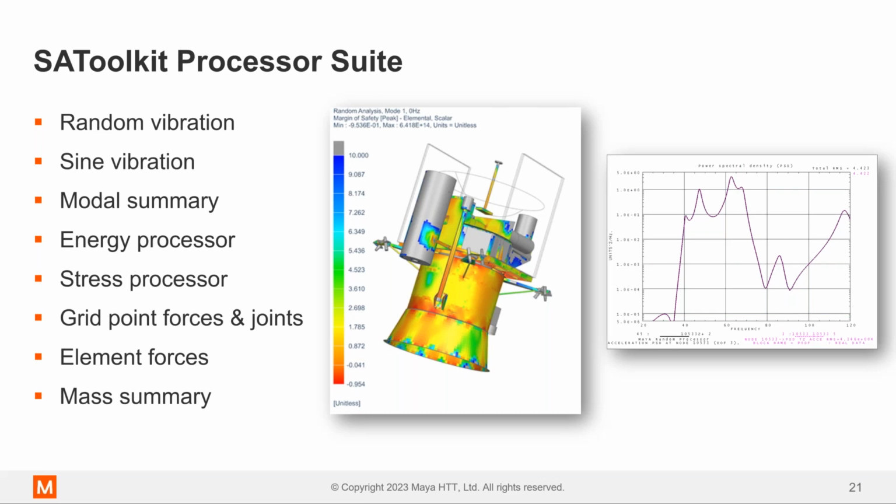Now, I'm going to talk a lot about random and sine vibration, especially random. That's the main selling point. We do have other processors in there, so modal, energy, stress, grid point forces, element forces, mass summaries, just some other tools to give you different views of the data, make it efficient for you so that you can put it into your workflow as you see fit.